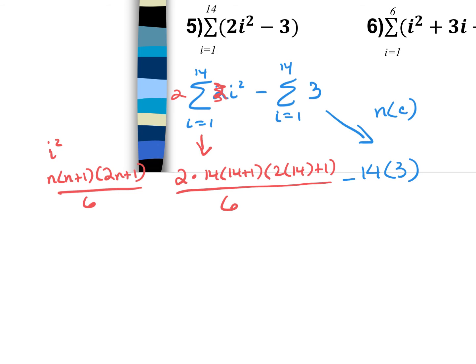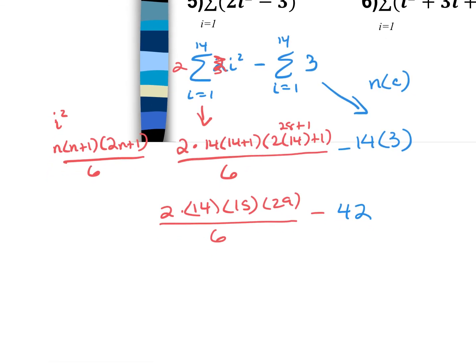So let me go ahead and do the math here. So the red becomes 2 times 14 times 15. This becomes 28 plus 1, so this becomes 29. And then 14 times 3 gives me 42.